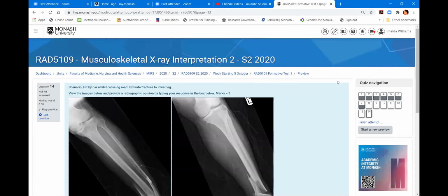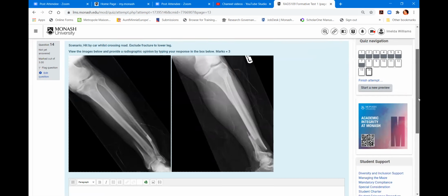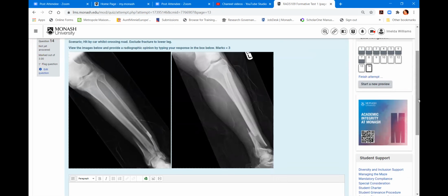The final case that we have is a patient who was hit by a car whilst crossing the road, and we need to exclude fractures to the lower leg. Of course, what we should remember with the lower leg is that it is a ring-like structure. So if there are significant fractures down in the distal parts of the lower leg, we should make sure that there is no fracture, in particular of the head of the fibula, and this looks quite normal on the available view.